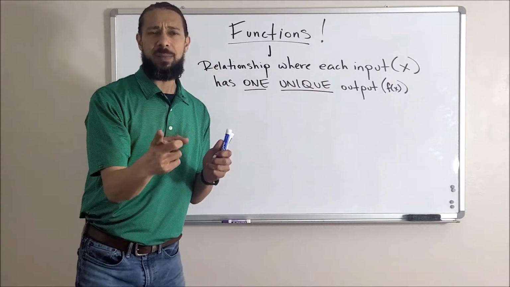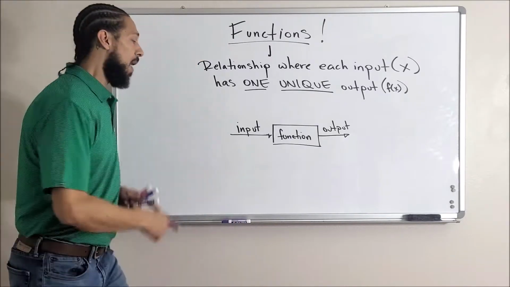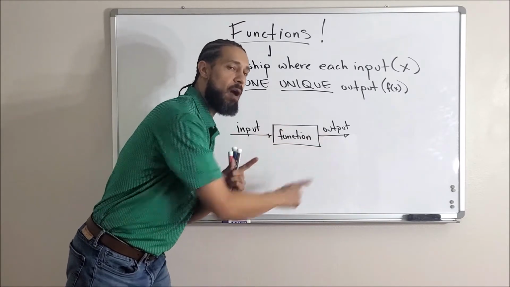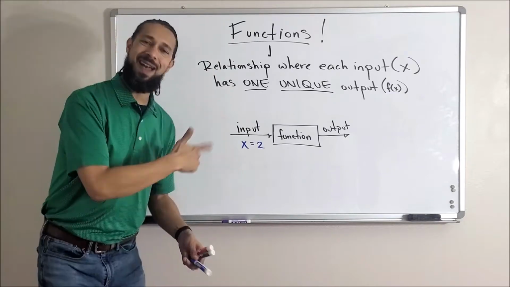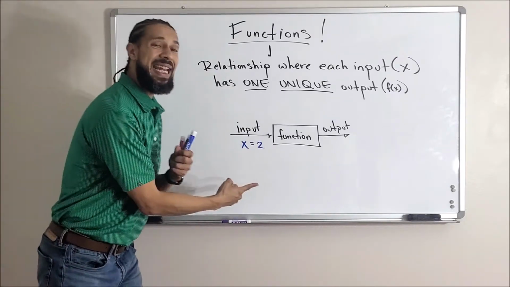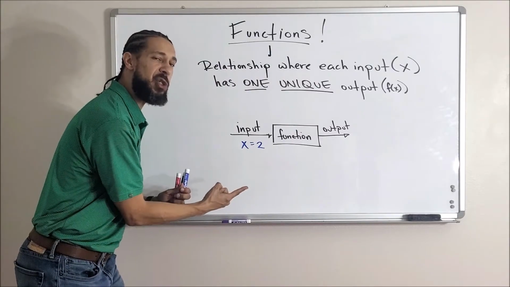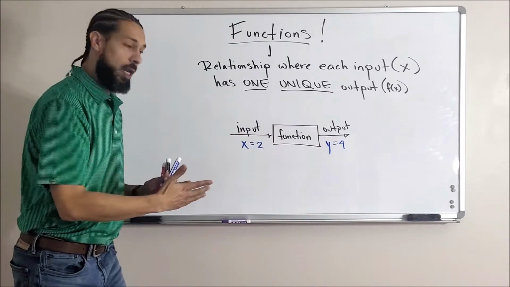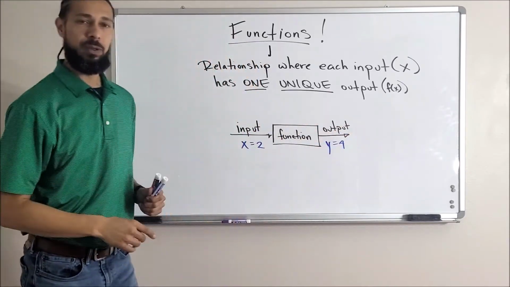A picture would look something like this. Notice, I'm putting one input in, I'm getting one output out. Let's say, for example, I use the x value of 2. When I put an x value into my equation, my relationship, I get out a y value of 4, then I'm good. I put in an x value, I got out one y value.